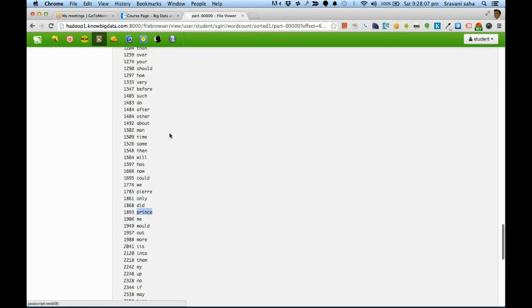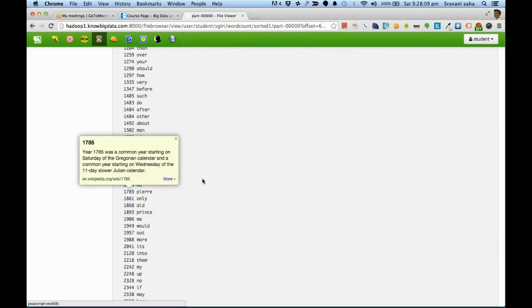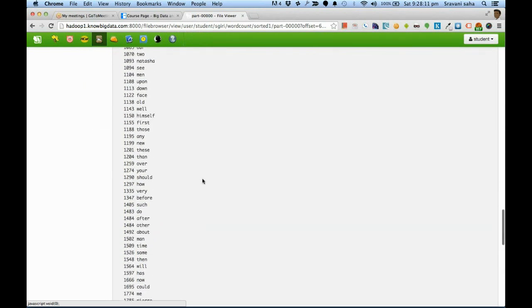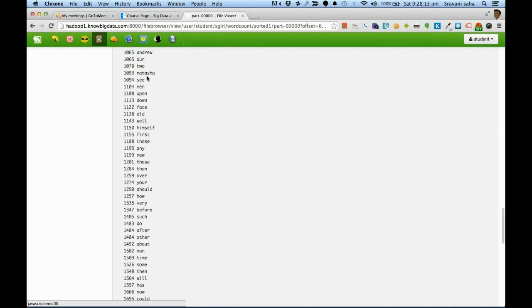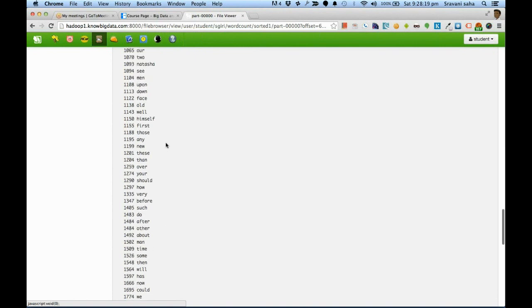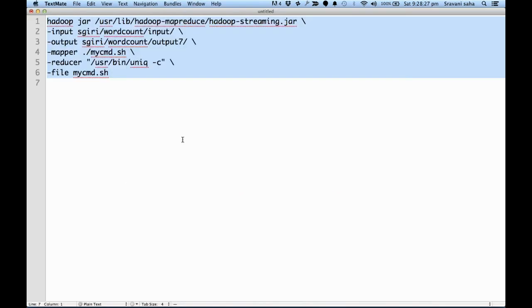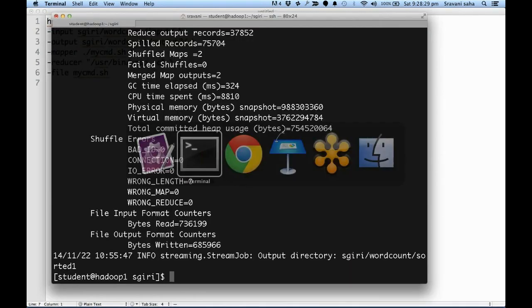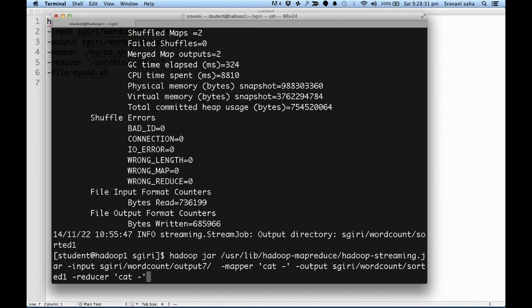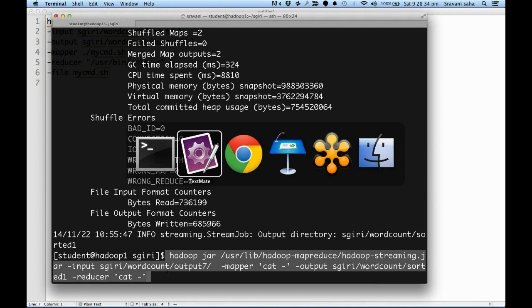Alright. So what I did just now was to demonstrate to you with an example that it is possible to take the output of one process and run it as a separate process. So this is what I ran. Okay. And it did nothing. This mapper and reducer actually did nothing. All it did was whatever was input, it gave out further.